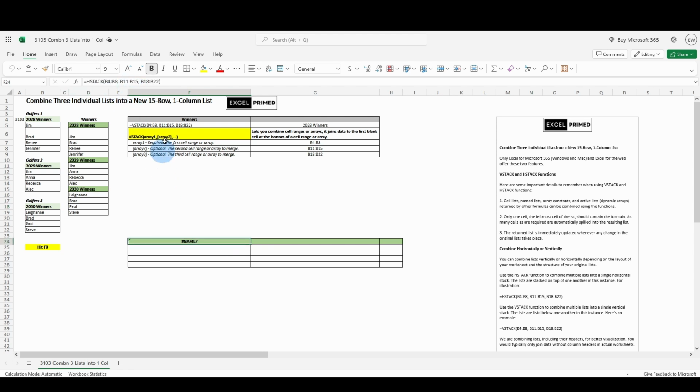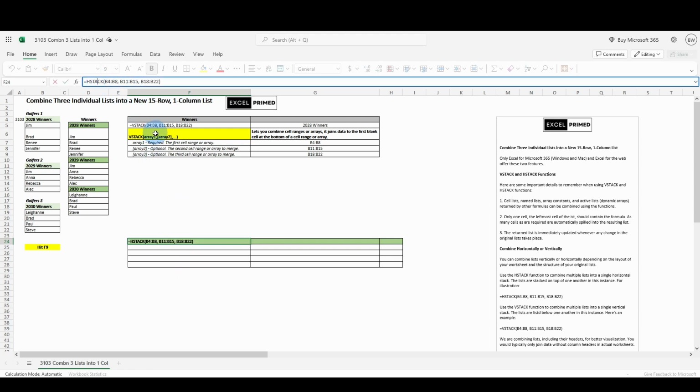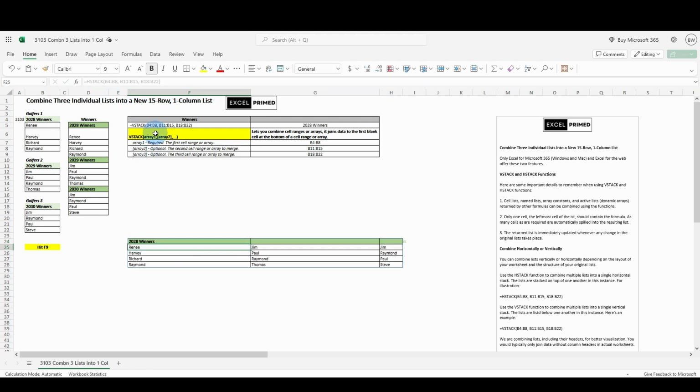Well, here's HSTACK, but you remember what I said when we run into this situation: just go into the formula bar and hit Go, and there's HSTACK. The only difference here is, well, an H versus a V.